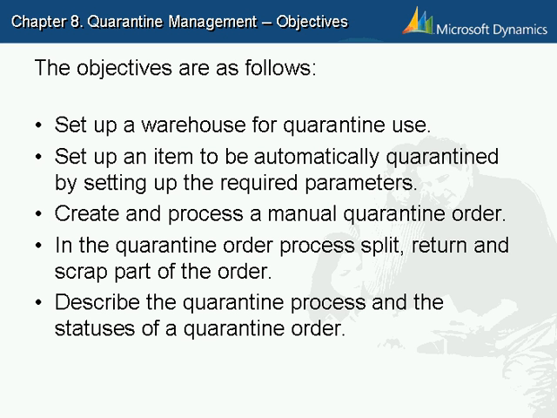Chapter 8, quarantine management. We have those objectives: set up a warehouse for quarantine use, set up an item to be automatically quarantined by setting up the required parameters, create and process a manual quarantine order. In the quarantine order process, split, return, and scrap part of the order. Describe the quarantine process and the statuses of the quarantine order.